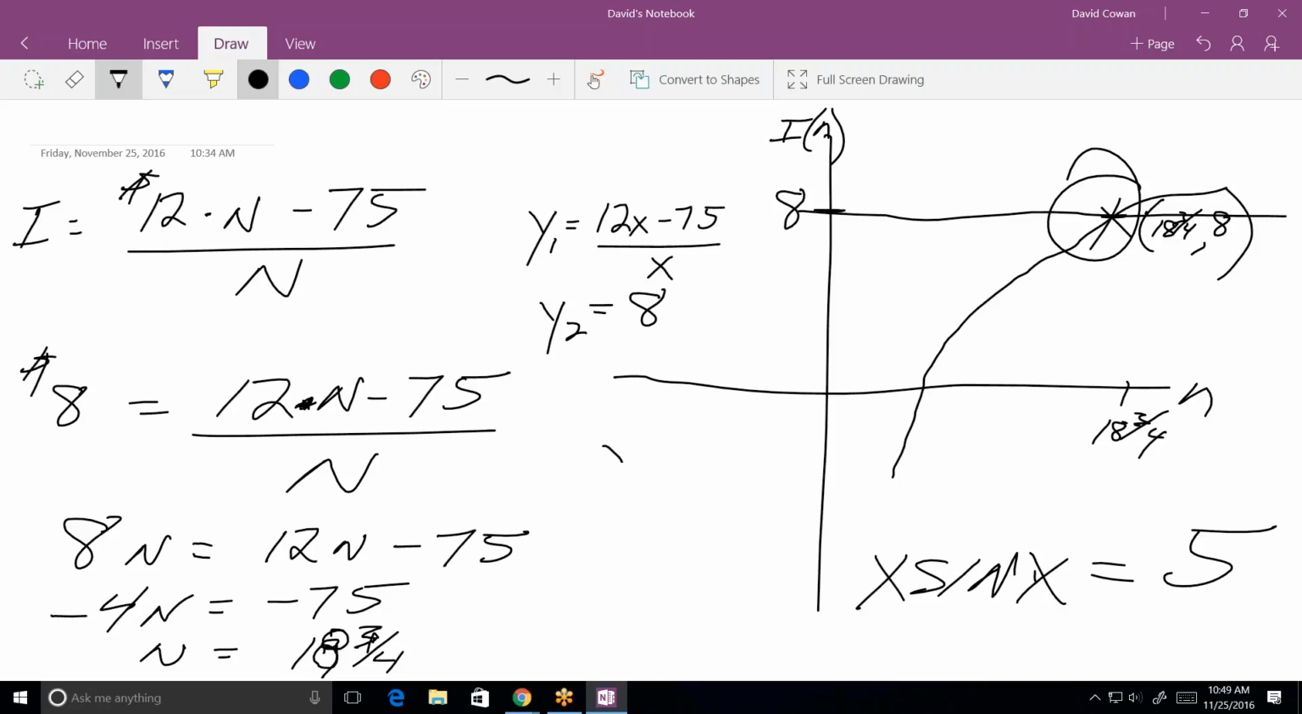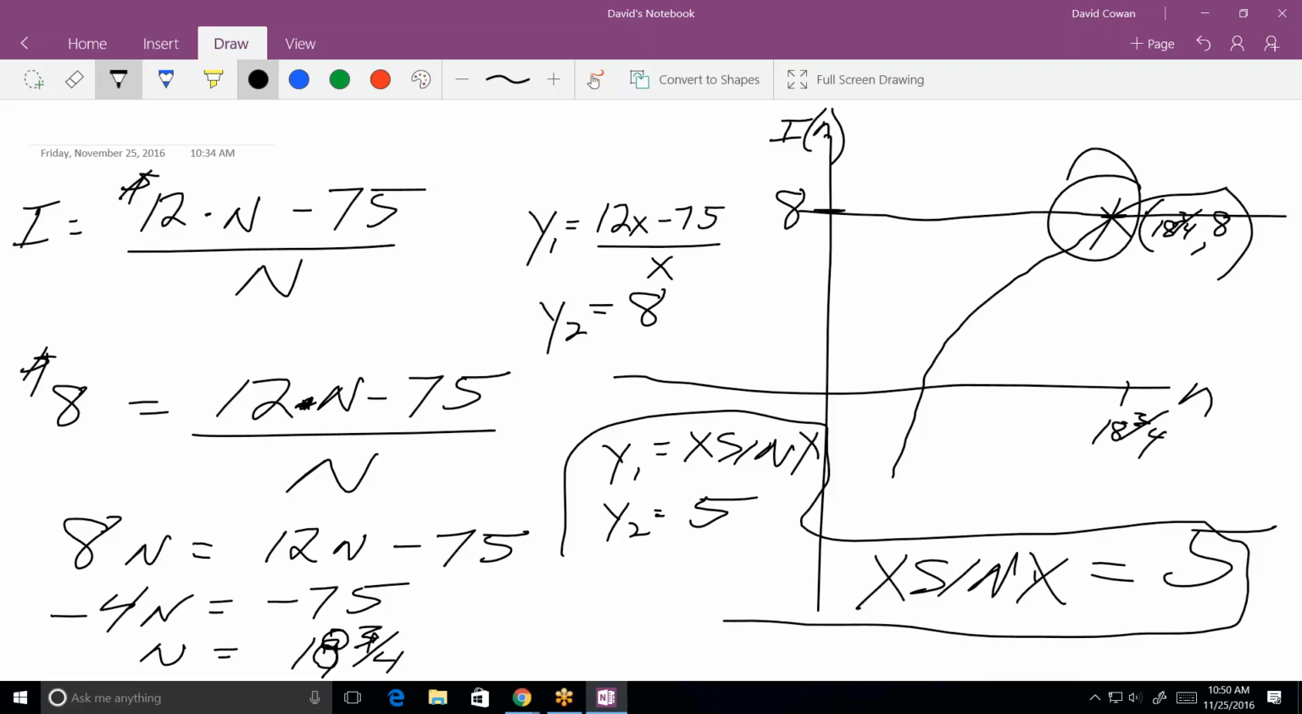But if I went into my calculator and I made y sub 1 equal x sine x, and I make y sub 2, even that won't help that much. But if I make y sub 2 equal to 5, now I'll end up with a curve intersecting a horizontal line. And I can find all of the solutions. There might be more than one or two. So this technique works really good when you have equations that can't be solved algebraically.